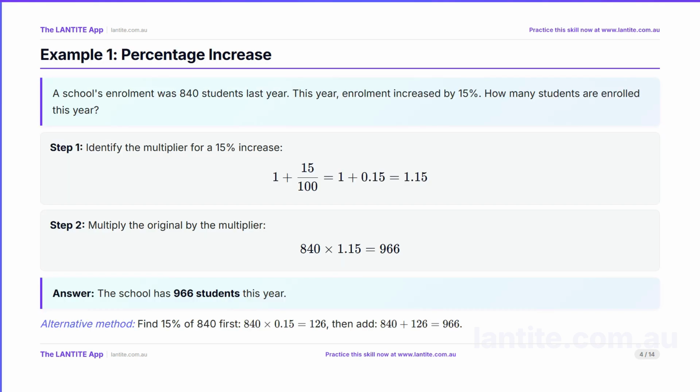Here is our first worked example. The school had 840 students last year and enrollment increased by 15%. To find the new number, we use the multiplier method. 1 plus 0.15 gives us 1.15. Then 840 times 1.15 equals 966. So the school now has 966 students. You could also calculate 15% of 840 first, which is 126, and then add it to 840 to get the same answer. Both methods work, but the multiplier method is faster and less error-prone.